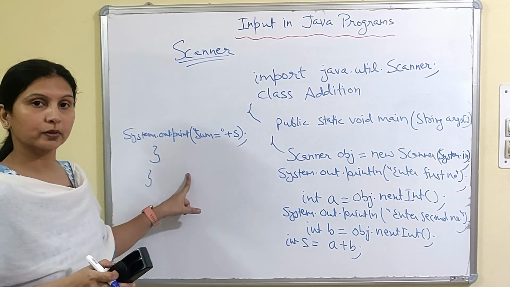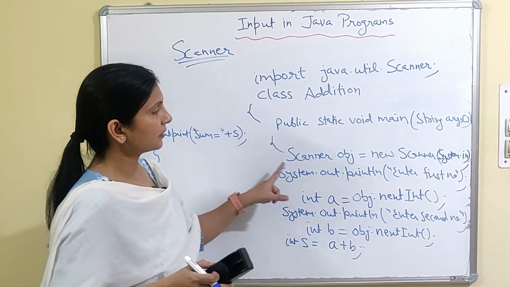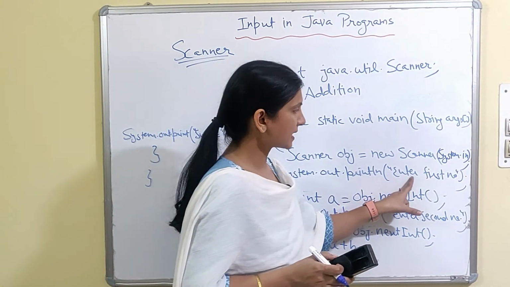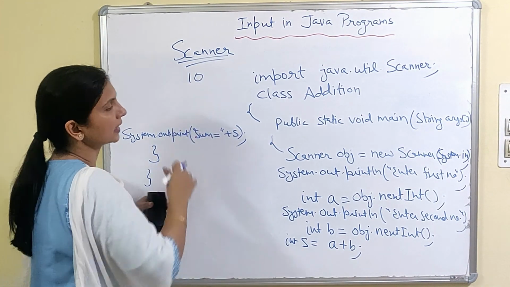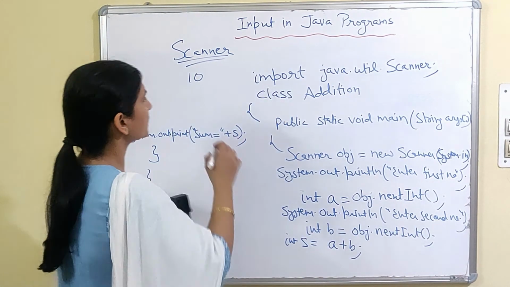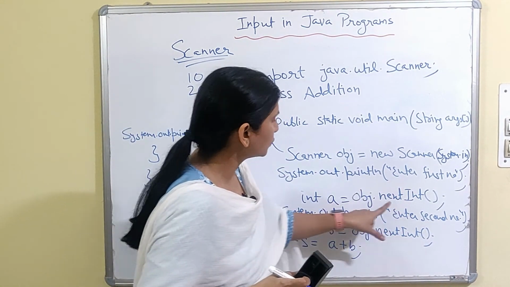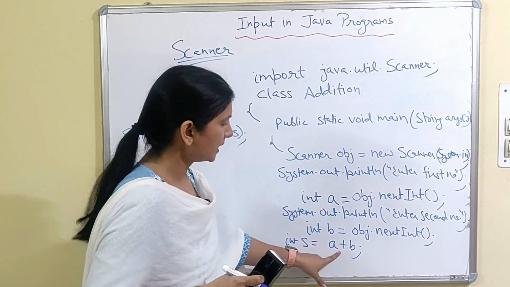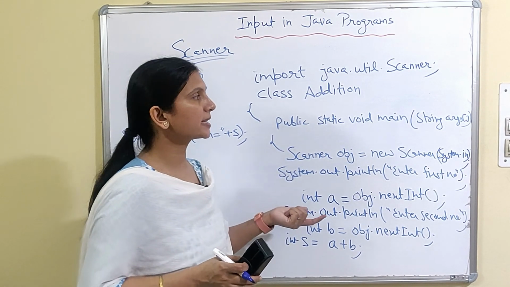So when you run this program, see, we have not assigned values into the variables. When you run this program, first it will ask you to enter the first number. Suppose you have entered 10. Then again it will show you the message enter second number. Suppose you have given 20. So 10 will be assigned into a and 20 into b. a plus b, 10 plus 20, 30. So the sum is 30.